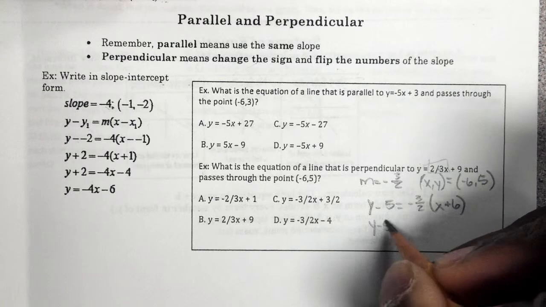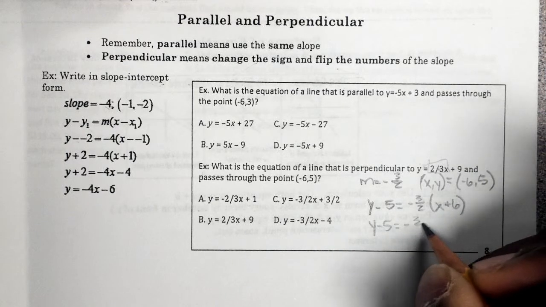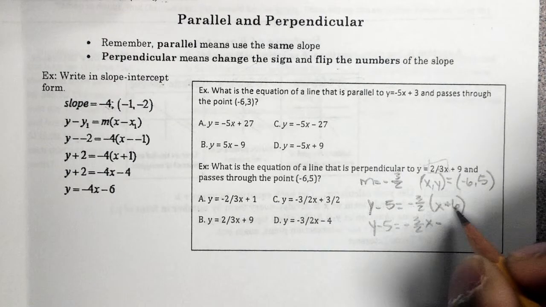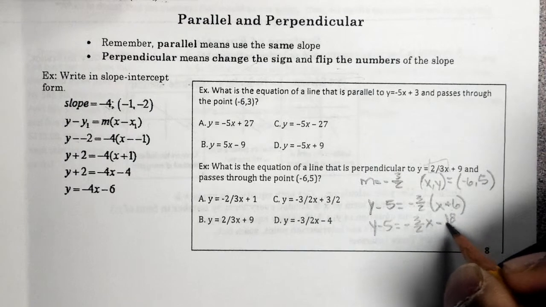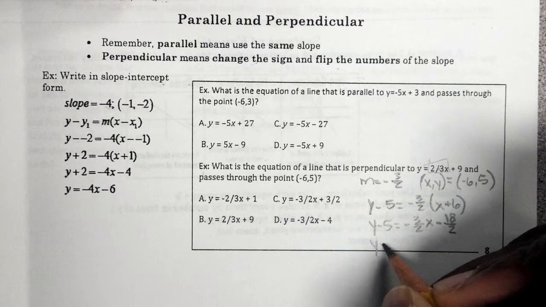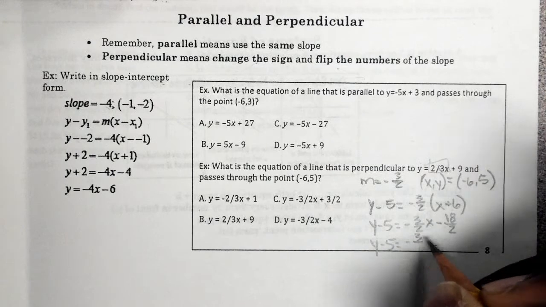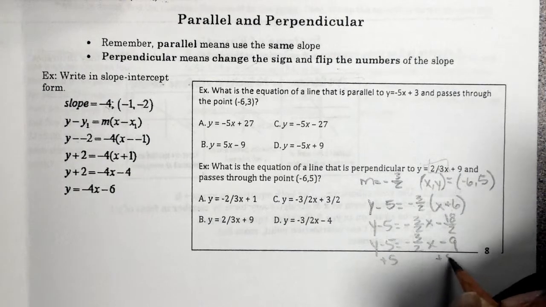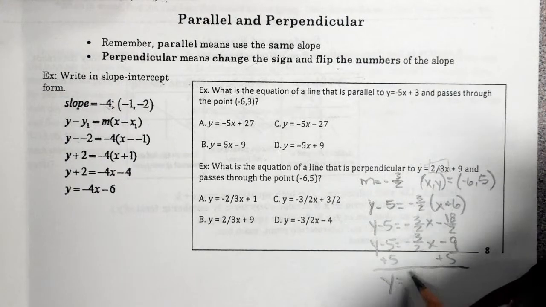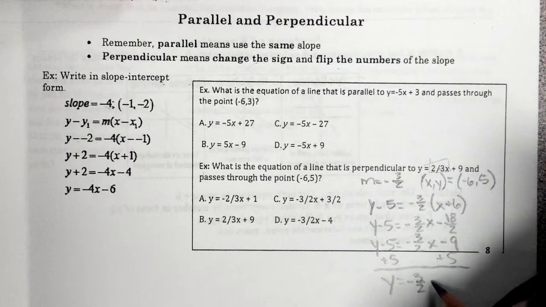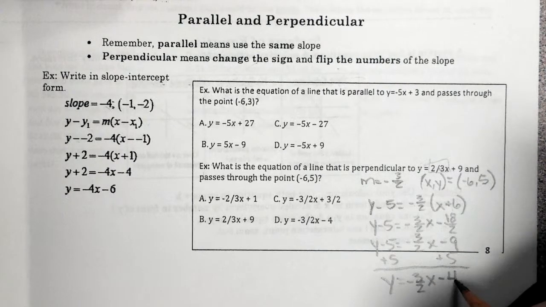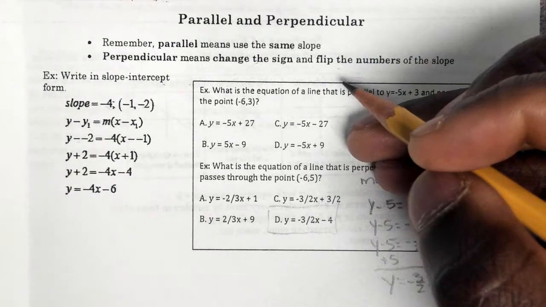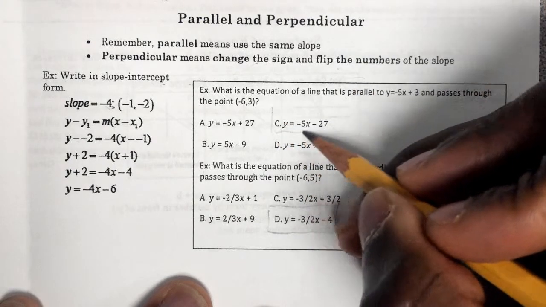And then we just simplify this, so we distribute that slope, so you get negative 3/2 x minus, because we got negative times a positive, that would be 18 over 2, which that fraction will simplify to 9. And then we add 5. So your equation is y equals negative 3/2 x minus 4. And just for your edification, if you are to do this later, the answer to this one is C.